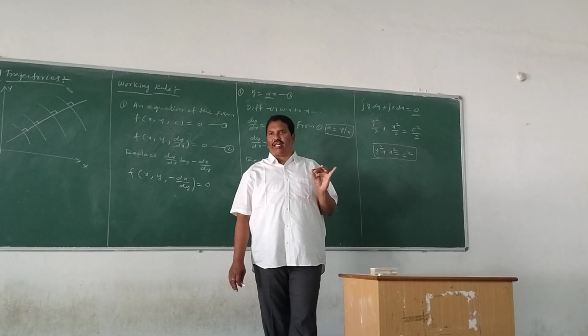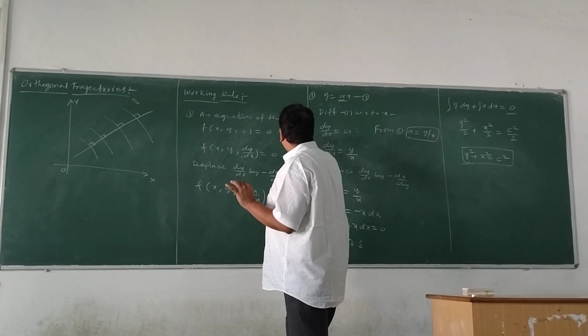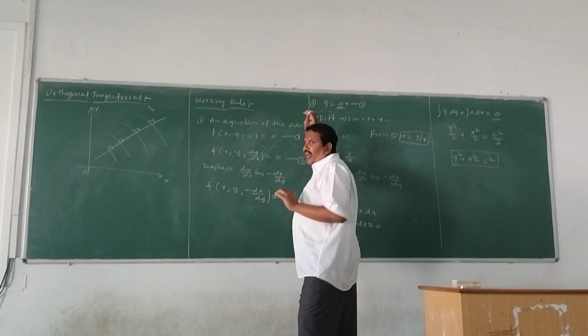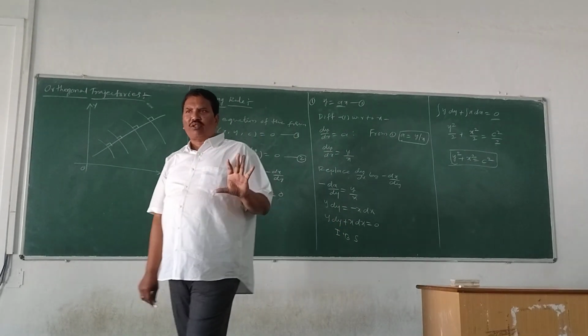So here we take x square plus y square equals c square. This is the orthogonal trajectory for the given family of curves, that is y equals ax. Okay, all of you understood? Right.